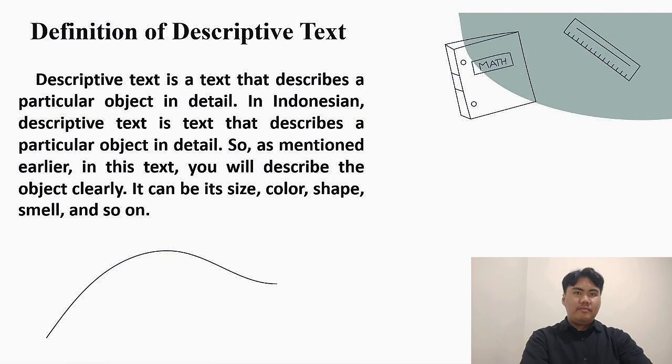Definition of descriptive text. Descriptive text is a text that describes a particular object in detail. So, as mentioned earlier in this text, you will describe the object clearly. It can be size, color, shape, smell, and so on. Now, the text discussed above is an example of description of a place, namely Borobudur Temple.